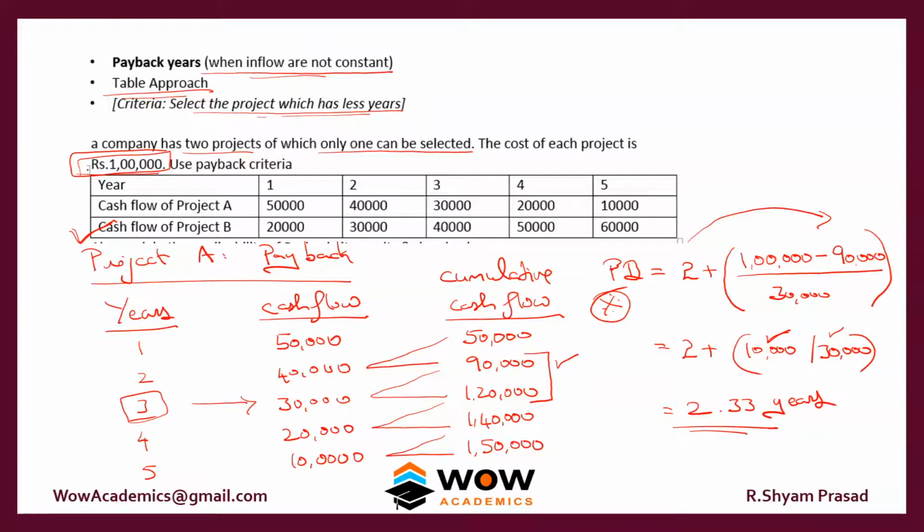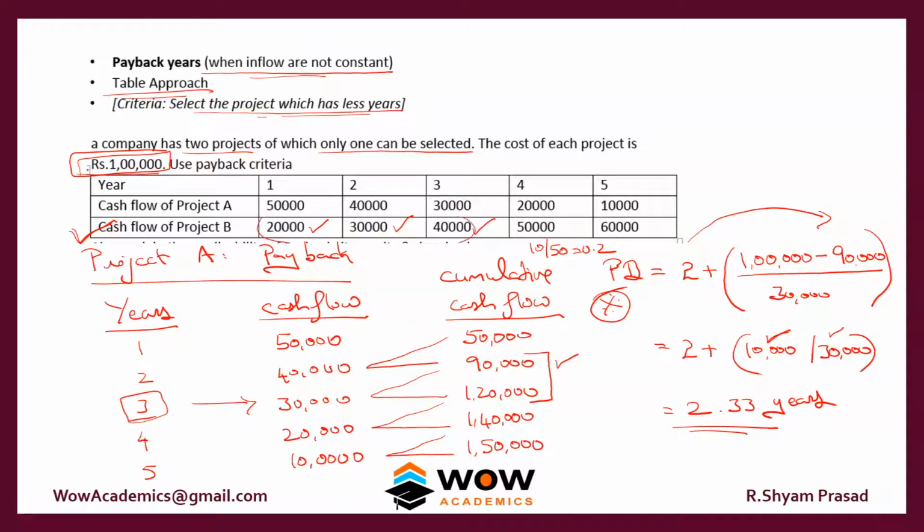For example, 1 lakh has been invested. You have recovered 20 in the first year, 20 plus 30, 50 in the second year, 50 plus 40, 90 in the third year. How much still do you have to recover? Just 10,000. So 10,000 divided by 50 gives you 0.2. How many years have you taken? You have taken 3 years.